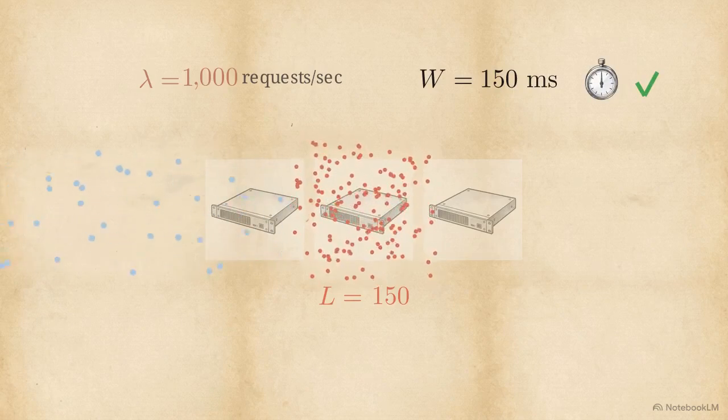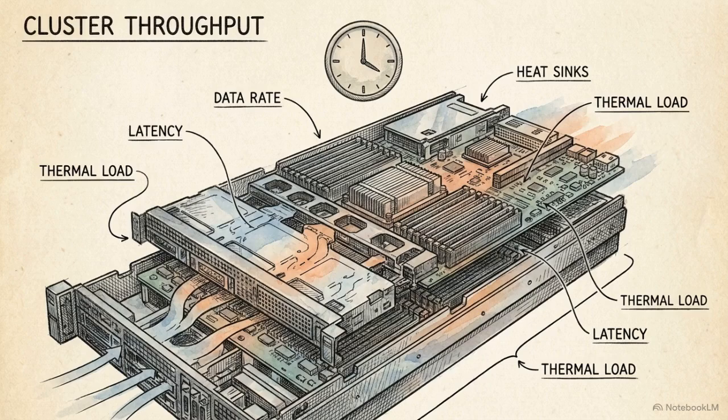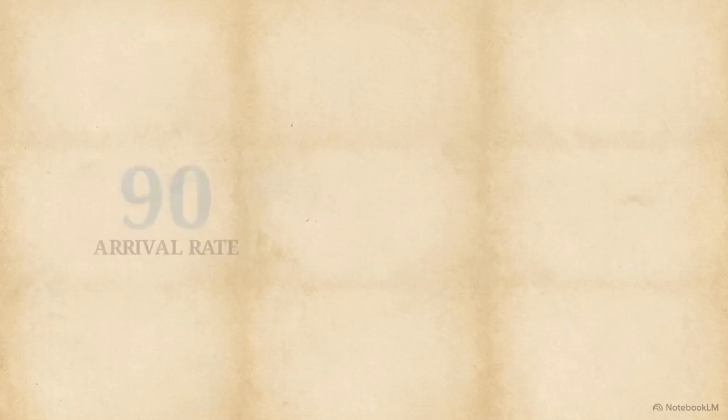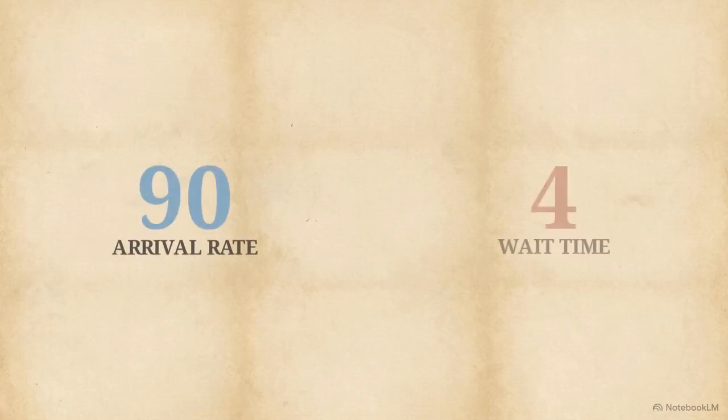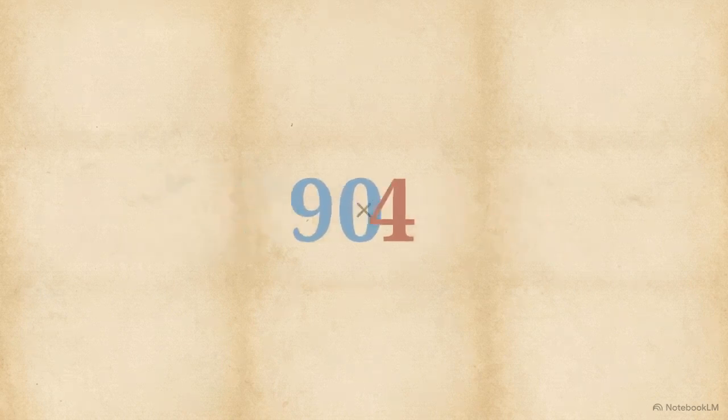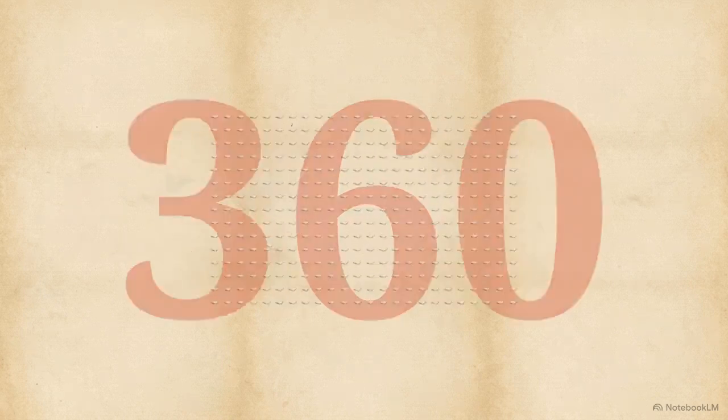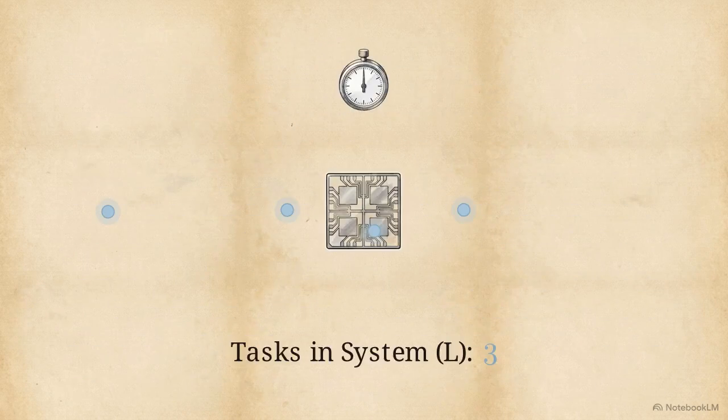Now consider a computing cluster completing 90 jobs per minute, where each job requires an average of 4 minutes inside the system to finish. Multiplying the arrival rate of 90 jobs per minute by the 4 minutes of wait time reveals that the cluster is sustaining 360 concurrent jobs. These variables are mathematically linked. Increasing the volume of tasks entering a system without speeding up the processing time causes the number of tasks in progress to rise, which lengthens the queues.